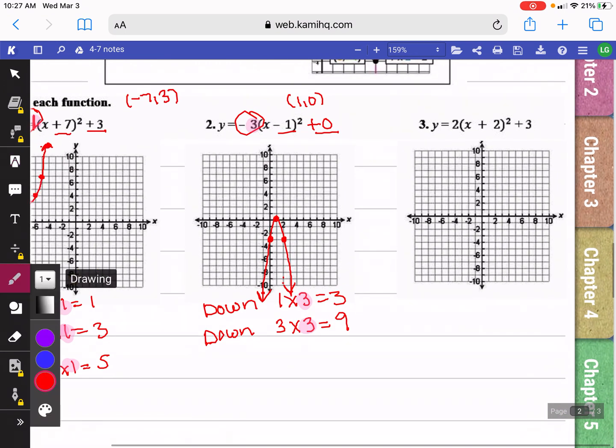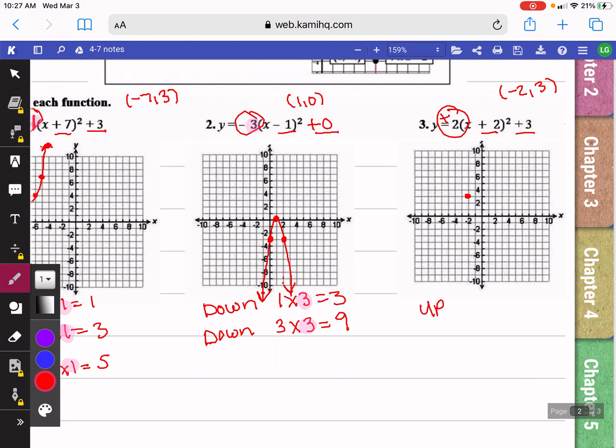Here in my next one, I'm going to identify my vertex. Remember, change it, keep it. So my vertex is going to be at negative 2, positive 3. Here my a is a positive 2. Positive just means we're going up. And then I'm going to use my 1, 3, 5 method.